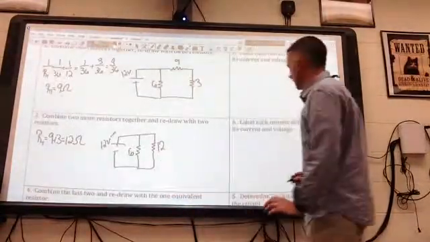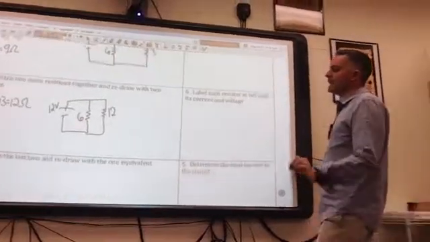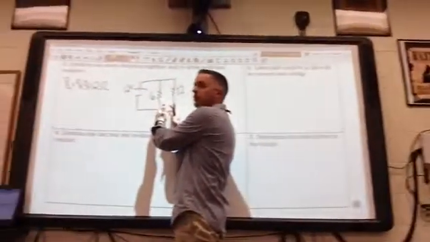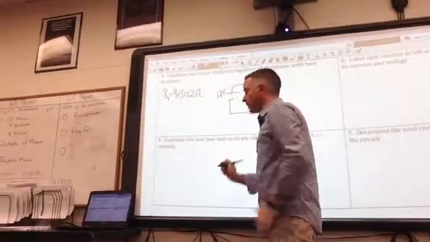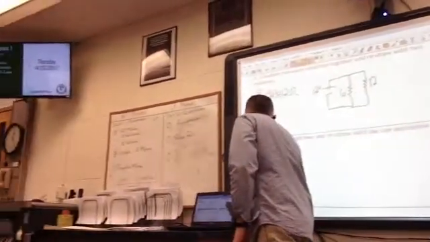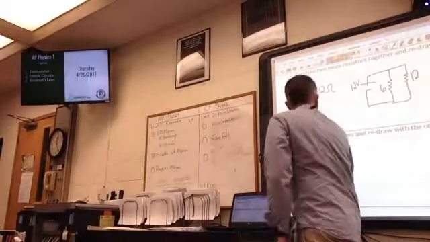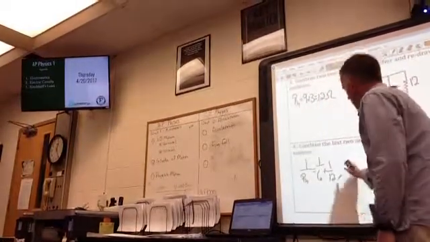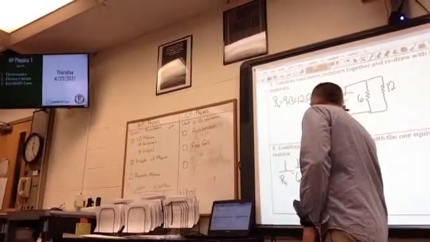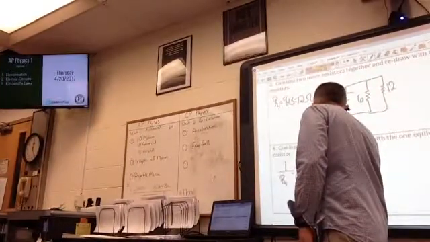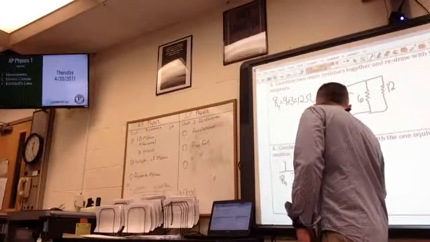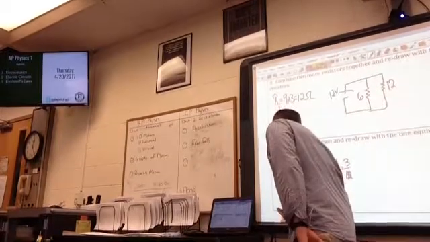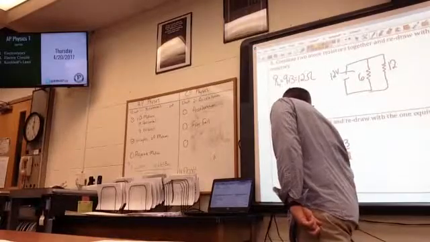All right, so now number 4 says, combine the last two and redraw. These are in what type of circuit here? Parallel. So we use the 1 over now, right? So it's 1 over 6 plus 1 over 12. So that's 2/12 plus 1/12 is equal to 3/12, which is a quarter, right? So 1 over would be 4 ohms.